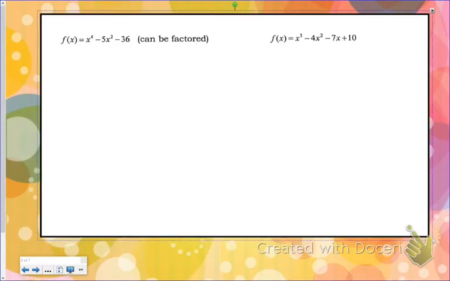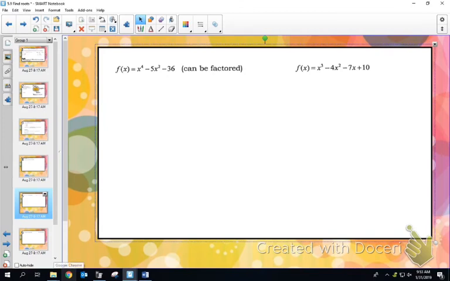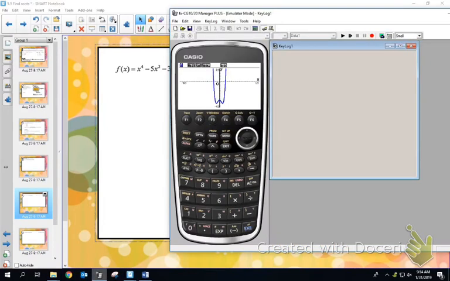All right, so let's start with this one here. x to the 4th minus 5x squared minus 36. Now, if you want, you can factor this to find all of your answers, but I want to show you some of those calculator ways to help if you're having trouble. So I'm going to go ahead and graph this. x to the 4th minus 5x squared minus 36.